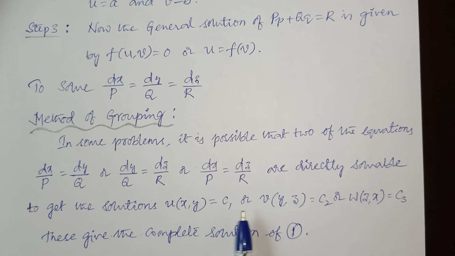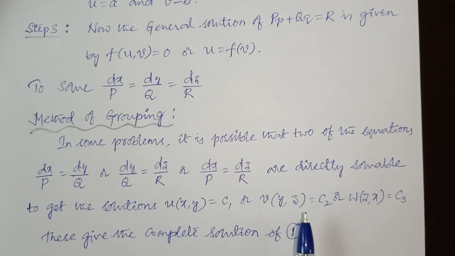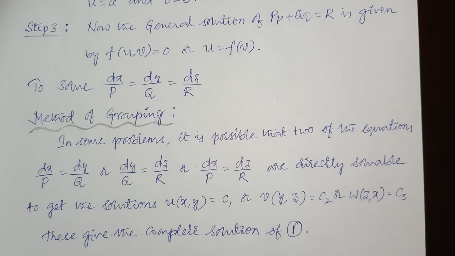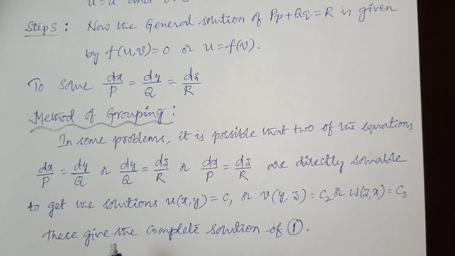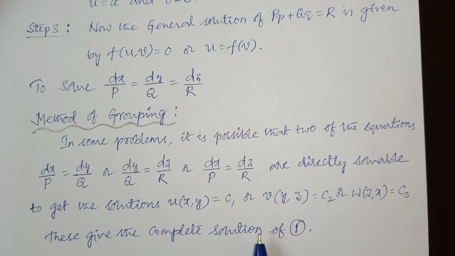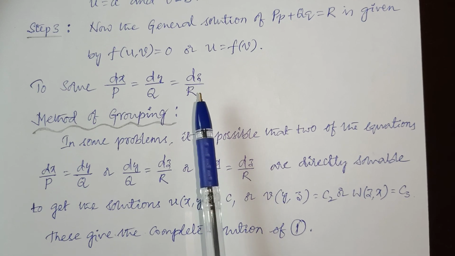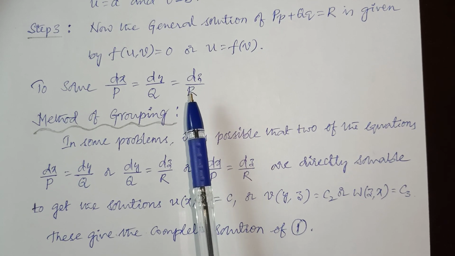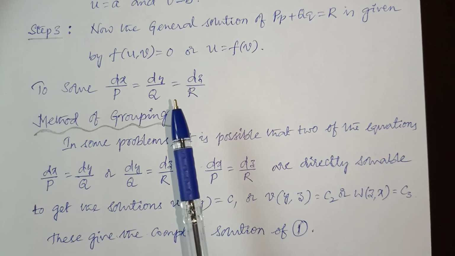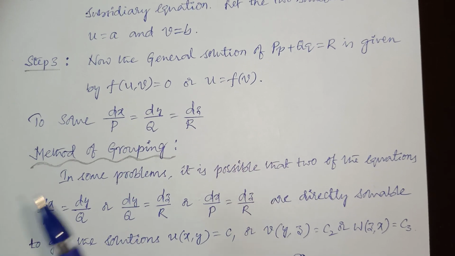The two independent solutions look like this: u of xy is equal to c1 and v of yz is equal to c2, or w of zx is equal to c3. Once you get the two independent solutions, they can be taken as the complete solution of the Lagrange's linear equation. I hope you understand this. Okay, thank you.